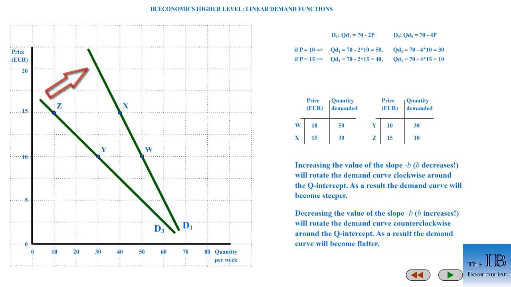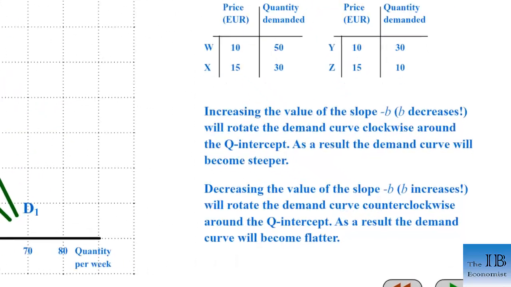We are increasing the value of -b. -4 is smaller than -2. So as we increase the value of -b, the curve rotates clockwise and becomes steeper. Definitely D1 is much steeper than D3.